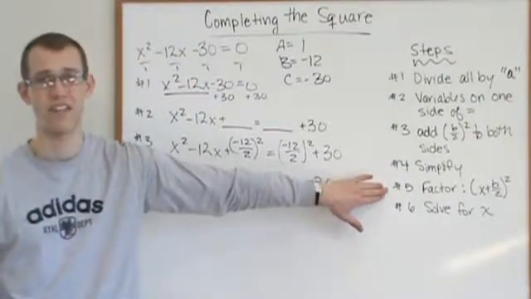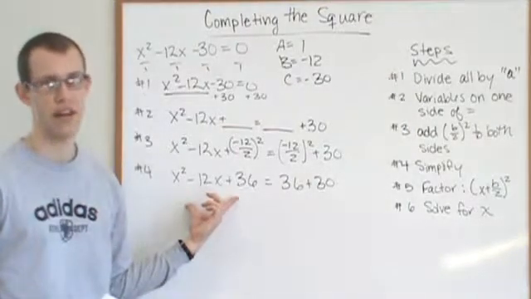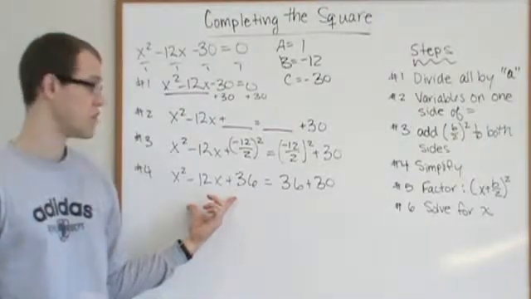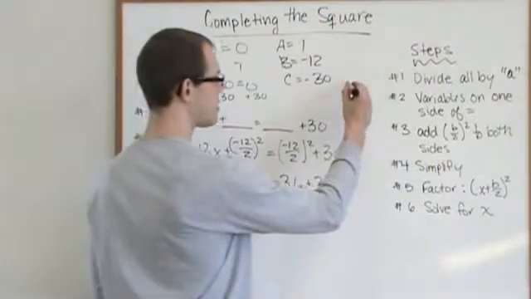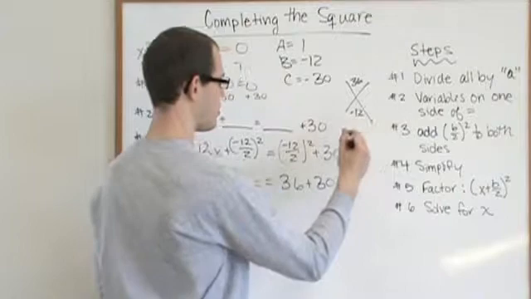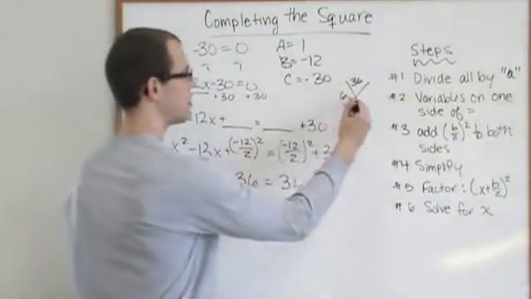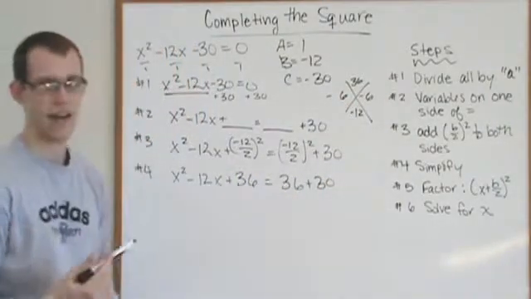Step number 5 is to factor it. What we mean is factor this left side, because you can do that now. You can do this in a couple ways. What you might be used to is the diamond method, so you may want to set it up like this, with 36 on top and negative 12 on the bottom. Then you would put 6 and 6. Those are negatives to factor it.